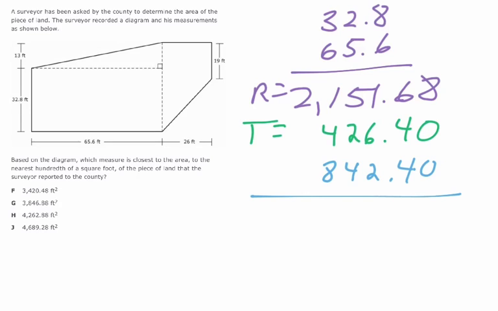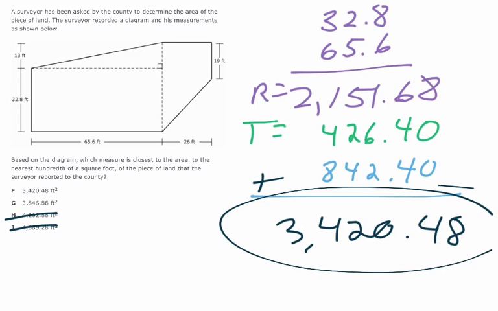All right, and then we're going to come in here and we add this all together. So 2,151.68, we add 426.4, and then we add 842.40, and I know just ballparking this thing, you're going to get just over 3,000. The 4,000 answers, if we just use number sense, are too high. You're not going to get into 4,000. So you should get 3,420.48 or something pretty close to it.